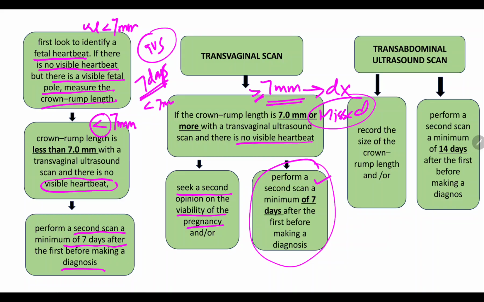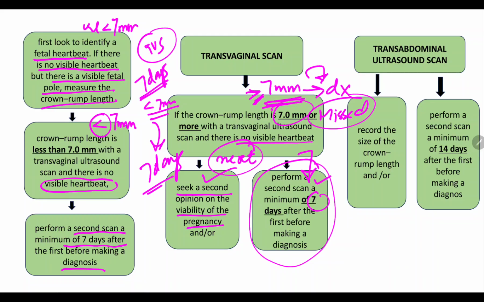If it is less than 7 mm, we straight away go for a scan in 7 days. But if it is more than or equal to 7 mm, we will not jump towards the diagnosis. Still, we have to go for the scan in 7 days or seek a second opinion. So when you get a question like what would be the next step if the CRL is 7 mm or more, the next step would be to seek a second opinion. But if they ask what is the best or appropriate, then you have to select the scan in 7 days.